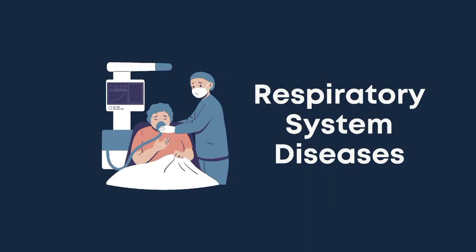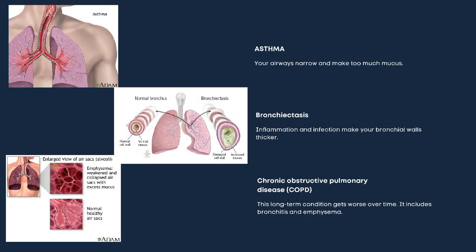Next, diseases of the respiratory system. The first one is asthma. Your airways narrow and make too much mucus. The second one is bronchiectasis. Inflammation and infection make your bronchial walls thicker. The third one is chronic obstructive pulmonary disease. This long-term condition gets worse over time. It includes bronchitis and emphysema.